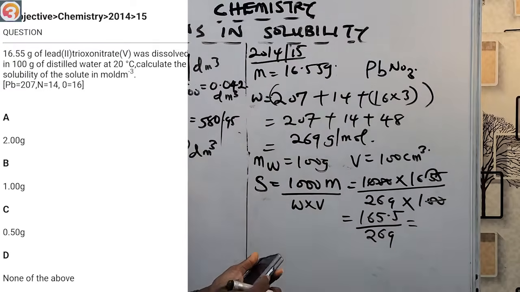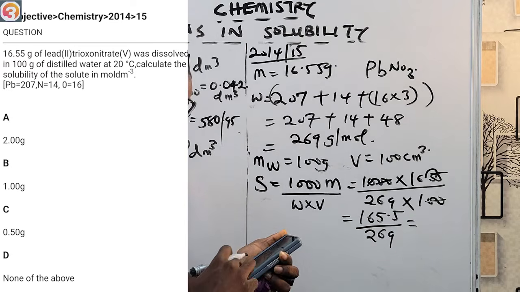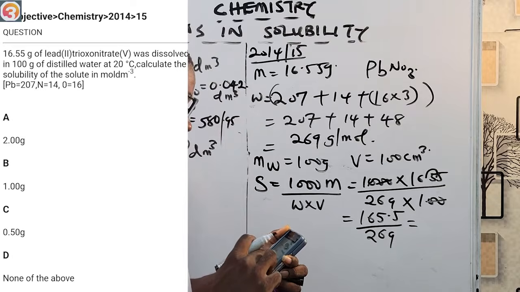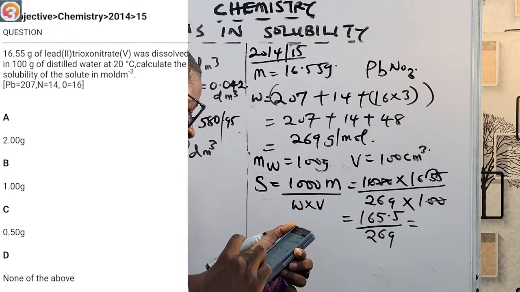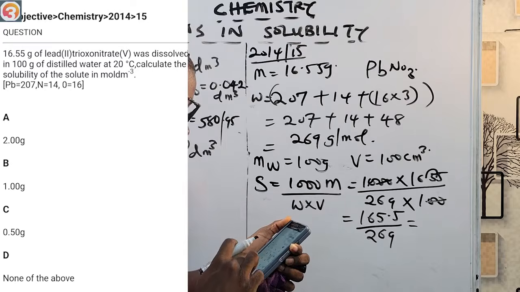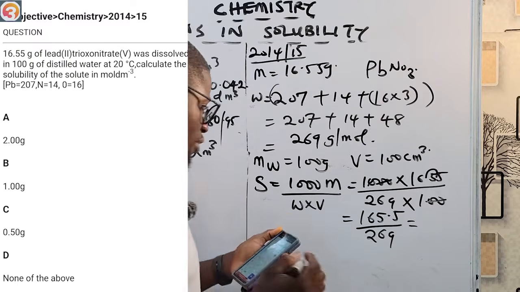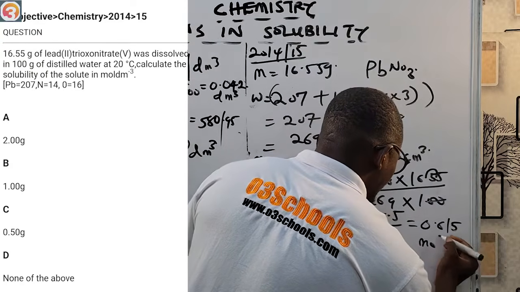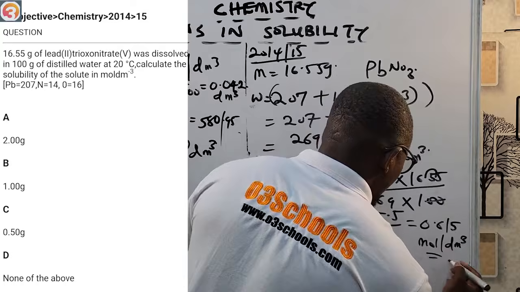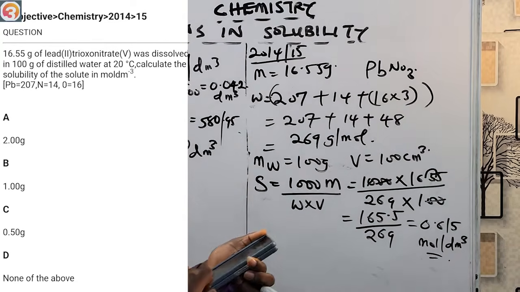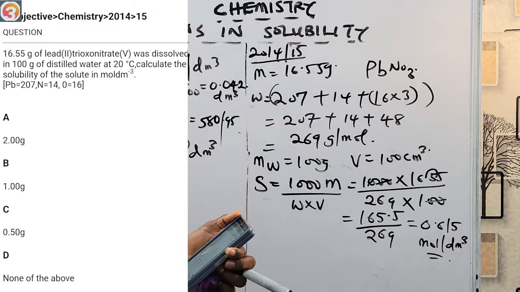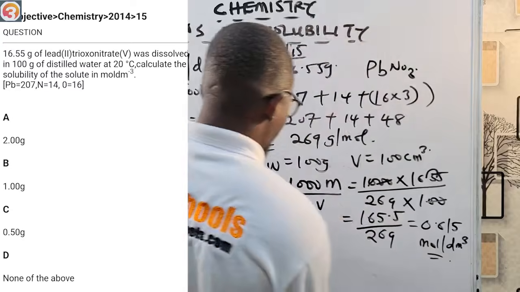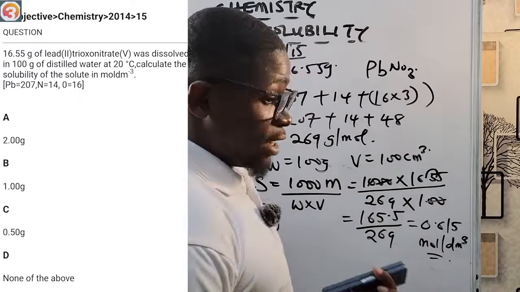Okay, so let us see our value. Press the calculator. I'm pressing mine now. So I'm going to have 165.5 divided by 269. That will give us 0.615 mole per dm cube. Let's check the options. Option A says 2 gram, B 1 gram, C 0.5 gram, D none of the above. So our answer is option D, none of the above.